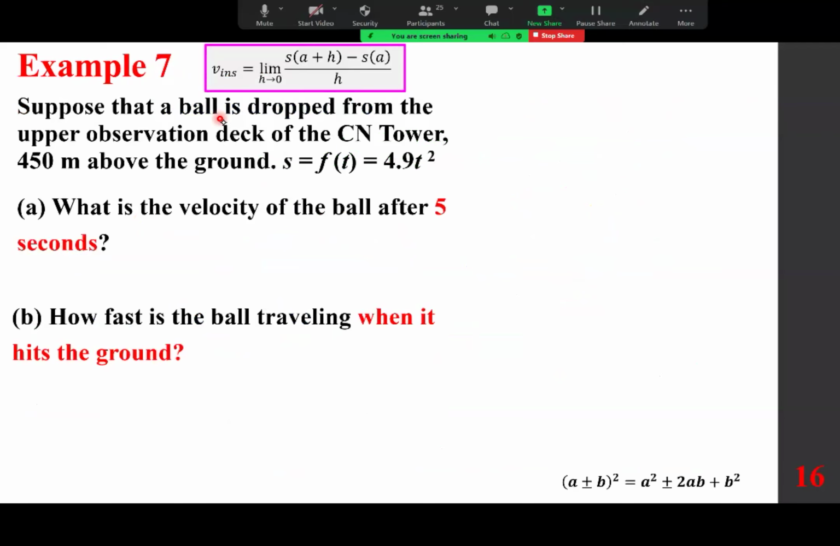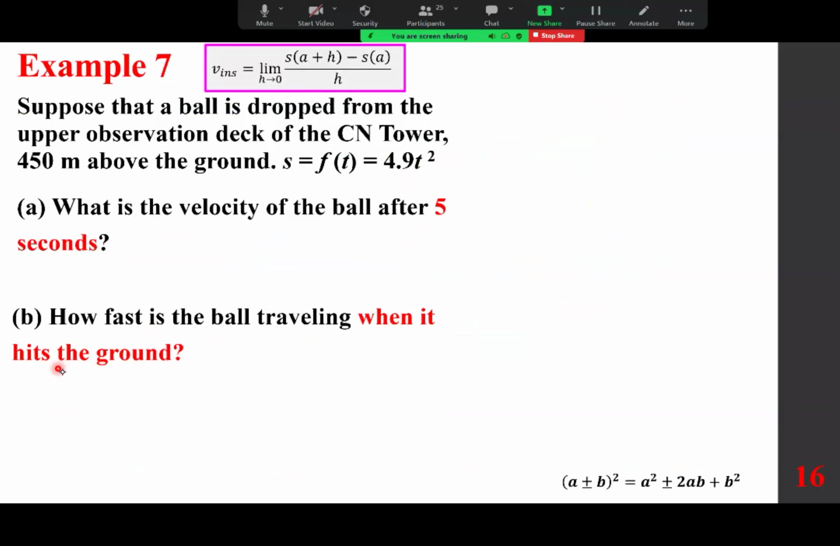Suppose that a ball is dropped from the upper observation deck of the CN Tower, 450 meters above the ground. So s is f of t equals 4.9 t squared. What is the velocity of the ball after 5 seconds? How fast is the ball traveling when it hits the ground?